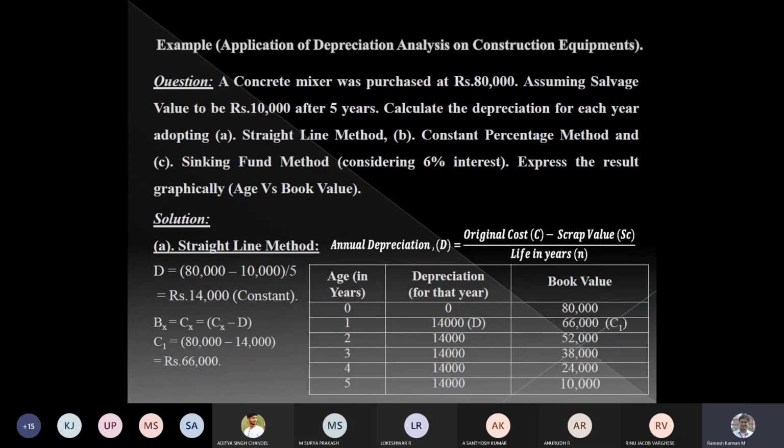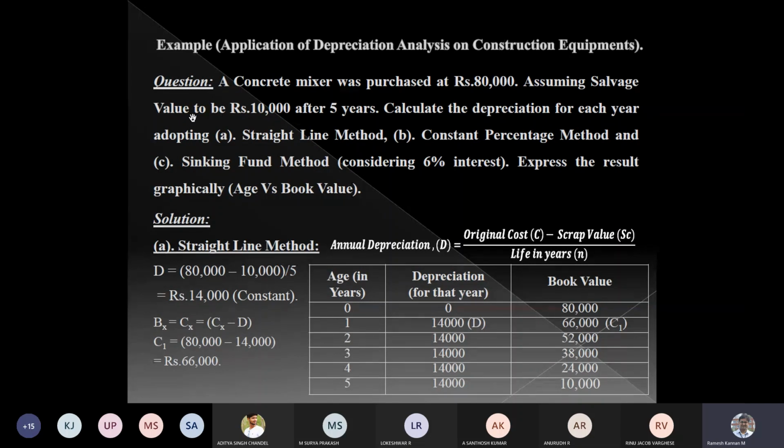Application of depreciation analysis on construction equipment, right? So the reason why we study depreciation is to incorporate it in construction management. This example is on a concrete mixer, a predominantly used construction equipment for concrete construction. Say the concrete mixer was purchased at 80,000 rupees.